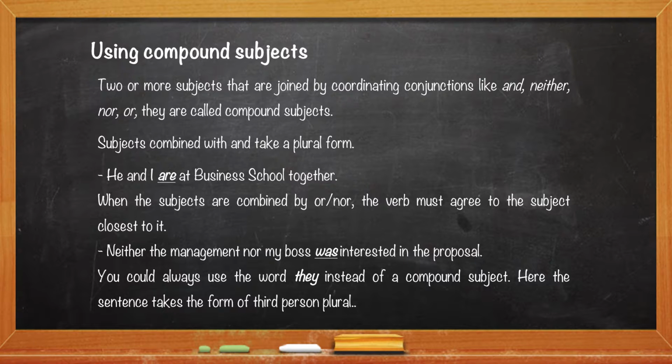When the subjects are combined by or or nor, the verb must agree with the subject closest to it. Neither the management, this is an example, please look at it. Neither the management nor my boss was interested in the proposal. So, boss is joined by neither nor and the verb agrees with the subject closer to it. So, singular, third person, therefore, was. Again remember, you could always use the word they instead of a compound subject. Here the sentence takes the form of third person plural.